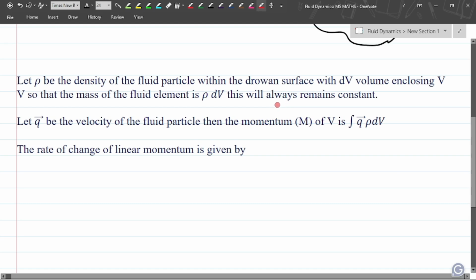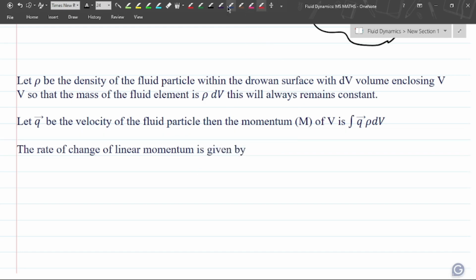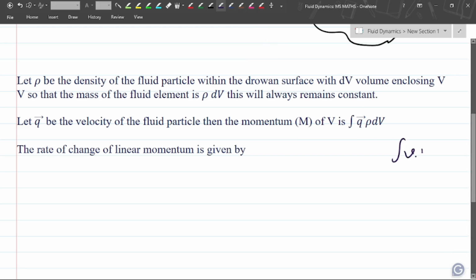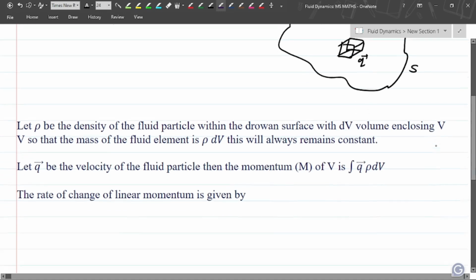Now let the velocity of a fluid element or fluid particle be the q vector. Then the momentum M is the integration over V of q into rho dV, basically velocity into mass. This will be the value of the momentum.